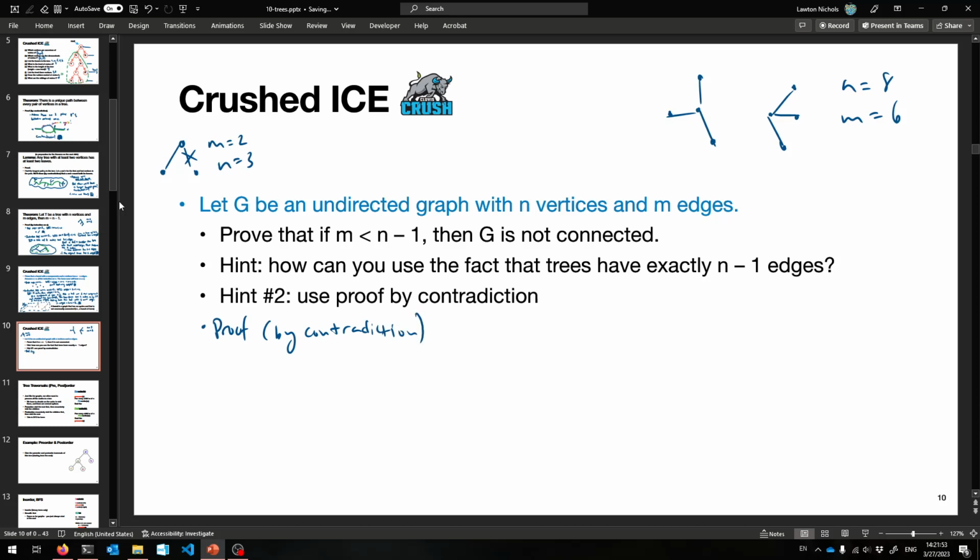So proof by contradiction. All right. Assume this, right? If this is true, then G is not connected. So assume we have this, and assume it is connected for a contradiction. Assume m really is less than n minus 1, and assume that G is connected for the sake of a contradiction. There's always a way to get from anybody to anybody else.